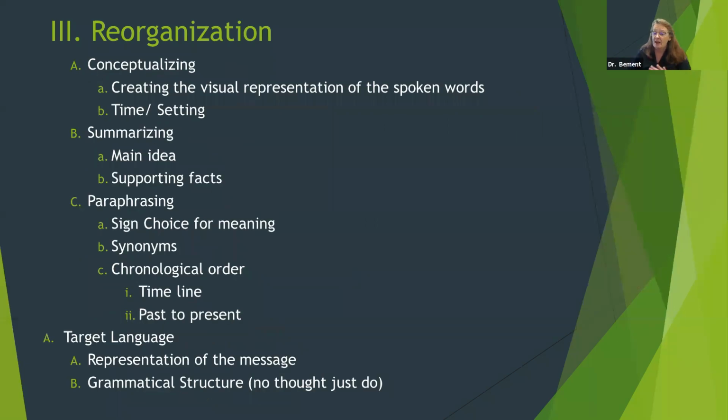And then after we get it all set up, we have all of our picture, we have our things established. Now we have to think about the target language. How we're going to represent this message. Be sure your grammatical structure is correct, your sign choices are correct. And as you learn in your advanced ASL class, no thought, just do.